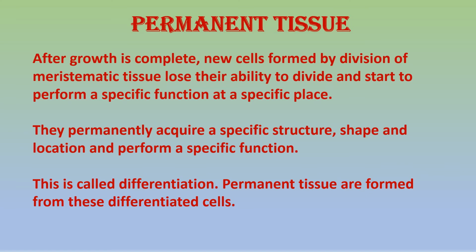Suppose now we take the tip of the plant. Meristematic tissue is very active. It helps the plant to grow there. Once growth is complete, these cells stop dividing. They acquire a specific shape, structure, function in that place, and they become permanent tissue. Now this process is called differentiation because now different types of permanent tissue are formed having a specific structure, shape and performing a particular function.